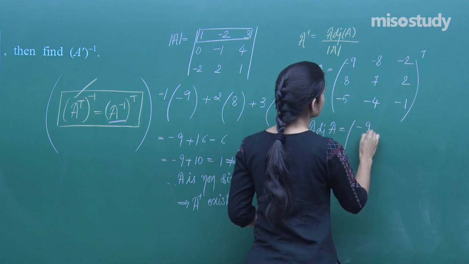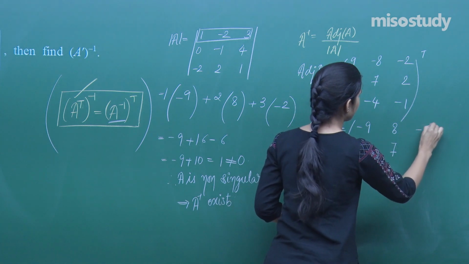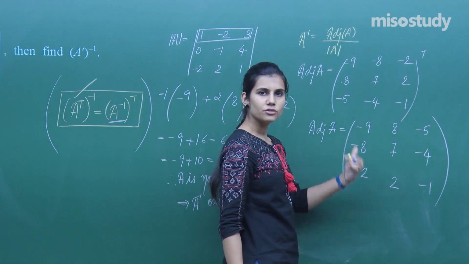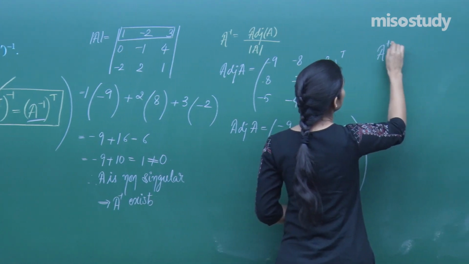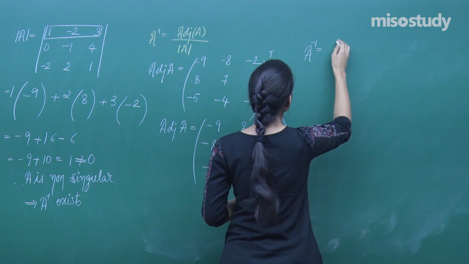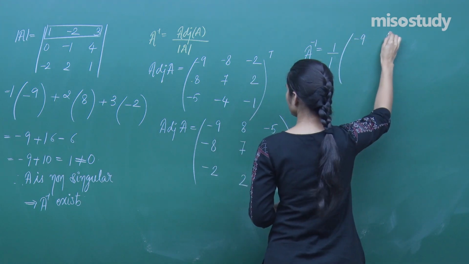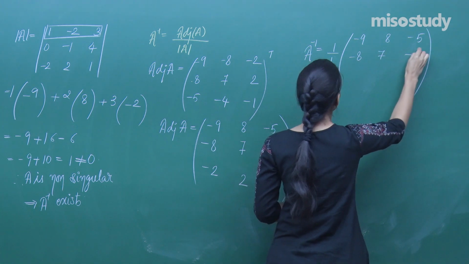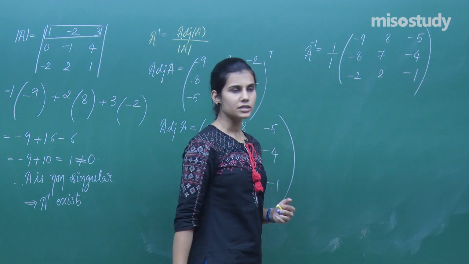Adjoint of A is now -9, -8, -2, 8, 7, 2, -5, -4, -1. First row becomes first column, second row becomes second column, third row becomes third column. So inverse of A is adjoint of A upon determinant of A. Determinant of A was 1 only, so I am getting 1 upon 1, and this particular matrix, that is -9, 8, -5, -8, 7, -4, -2, 2, -1. This is A inverse.